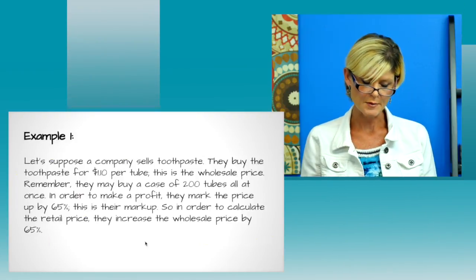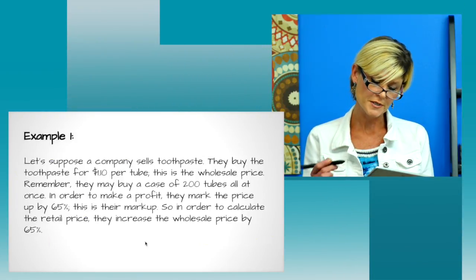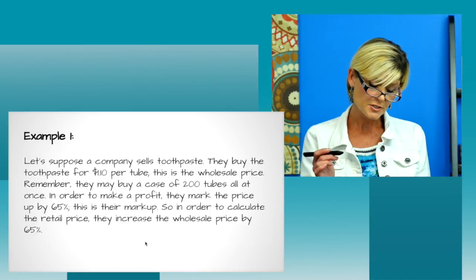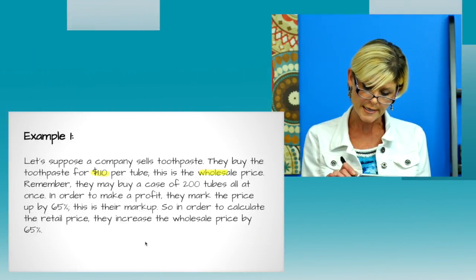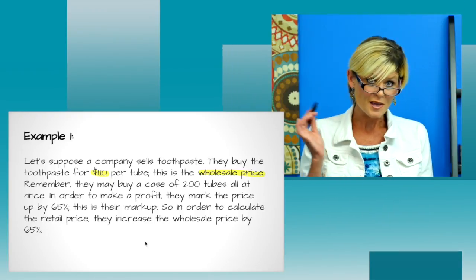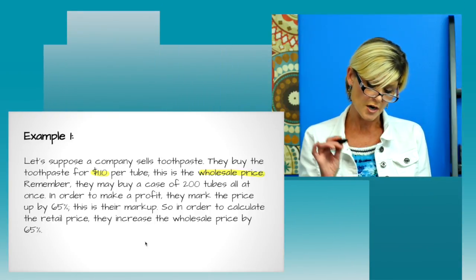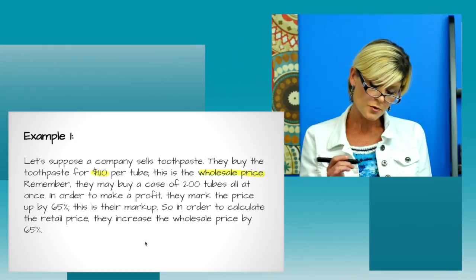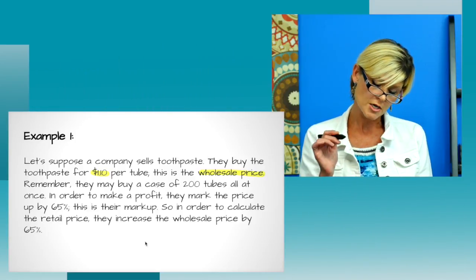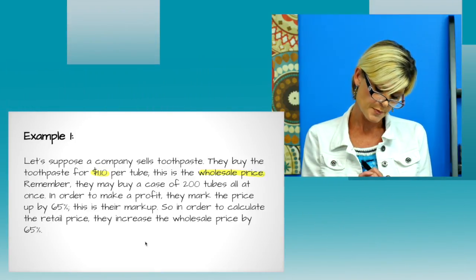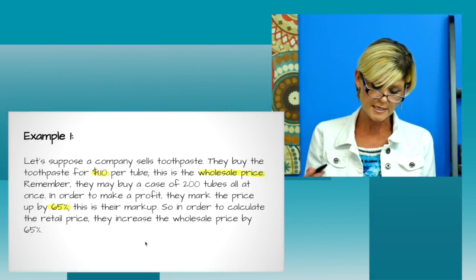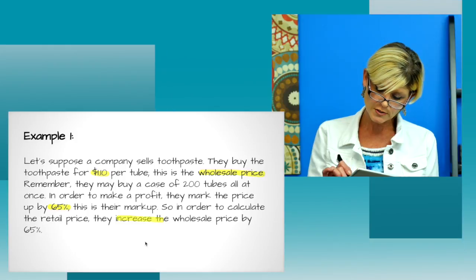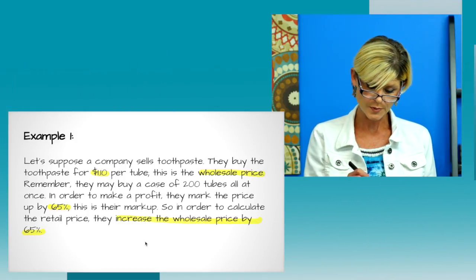Let's take a look at an example. Let's suppose a company sells toothpaste. They buy the toothpaste for $1.10 per tube. This is the wholesale price. Remember, they may buy a case of 200 tubes all at once. In order to make a profit, they're going to mark the price up by 65%. This is their markup. So to calculate the retail price, they increase the wholesale price by 65%.